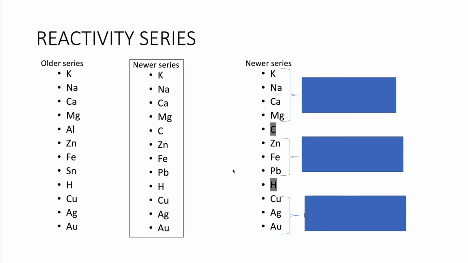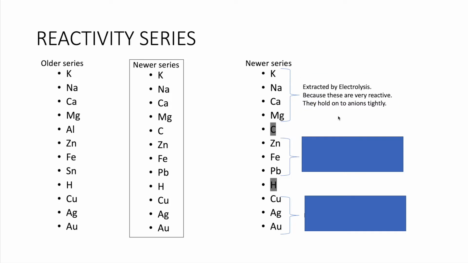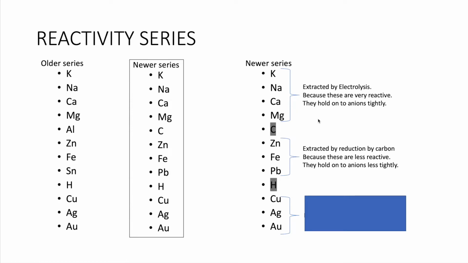And why is that so? Because the ones above the carbon have to be extracted using electrolysis because they are considered to be very reactive. And for the ones in the middle, between C and H, can be extracted using reduction with carbon. The carbon, being more reactive than these, will be able to displace them, or as I like to tell my students, snatch boyfriend or snatch girlfriend, because you are more reactive.